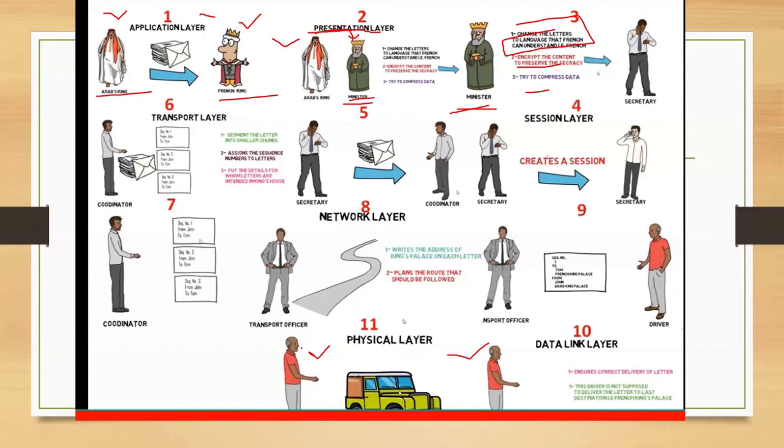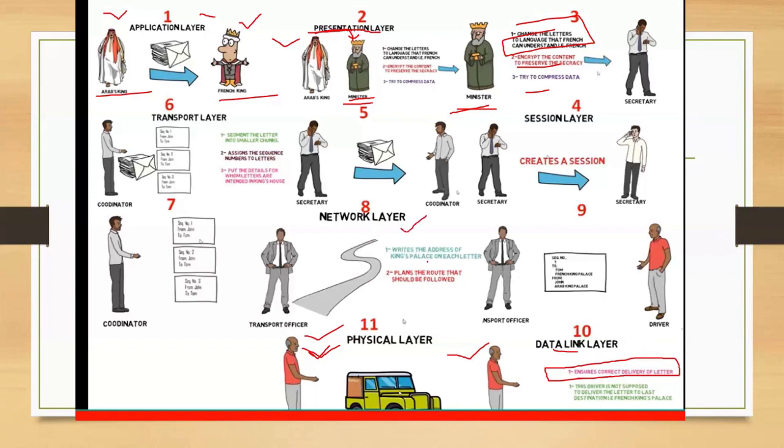After deciding the people from the Arab country, the data will be given to them and they will check it and ensure the delivery of the letter by including the address and everything. Even though we give the letters to the driver, the driver is not supposed to deliver the letter directly to the French palace. So it has to be divided into multiple works. In between, there are many works, right? After taking the letter, the next thing is the network layer.